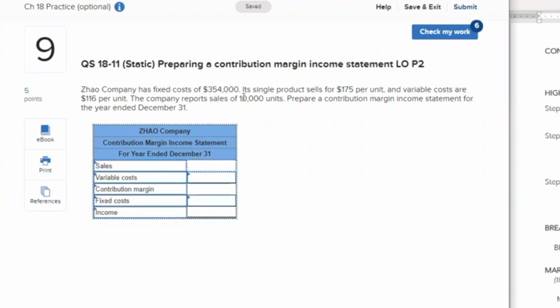So my sales are 10,000 units. Well, what do we sell each unit for? $175. So $175 times 10,000 units. The variable costs are 116 per unit. I can't do that in my head. 116 times how many units did I sell again? 10,000. All right. Now the fixed costs are just the fixed costs. It's given to you as 354. So that's my net income. All right. So the point is the contribution margin income statement ends up the same way. It's just the way it's arranged.